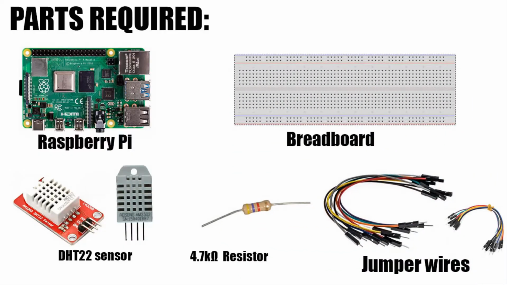For this video, here are the hardware parts that you need. Raspberry Pi board. Breadboard. DHT22 or AM2302 humidity and temperature sensor. 4.7k ohm resistor. Male-to-male and male-to-female jumper wires.